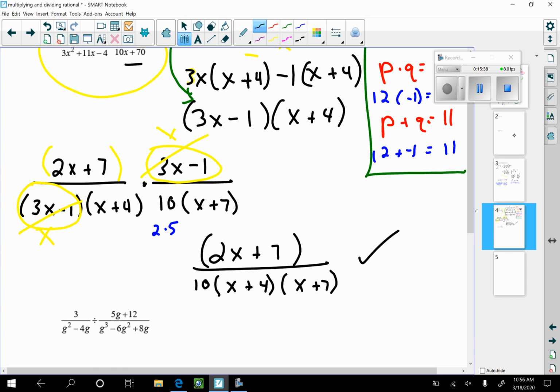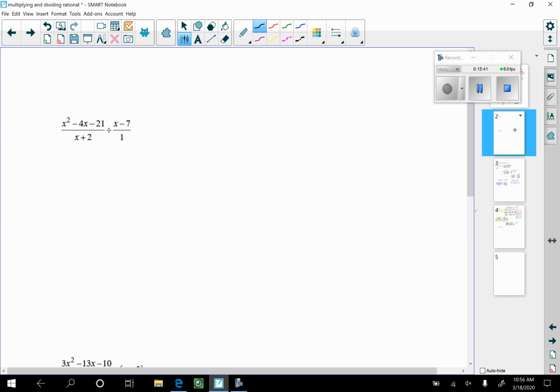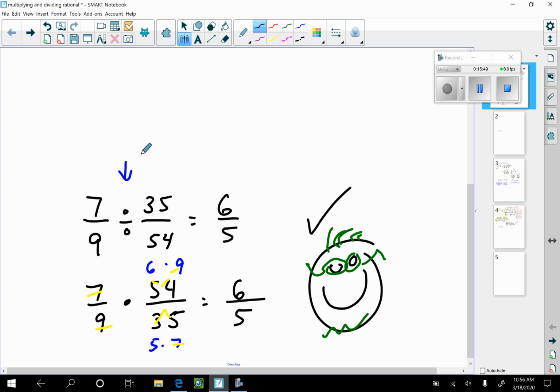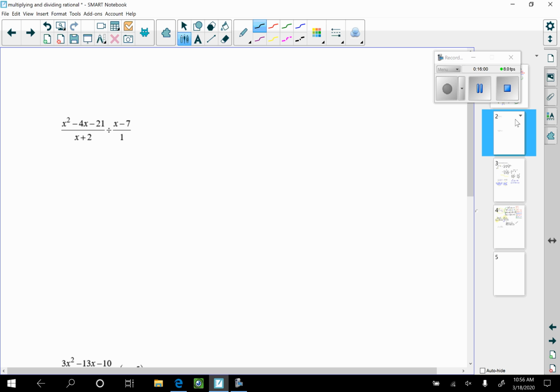So now let's do some division. And I think I had some divisions up here. Well, we knew from the very beginning slide that if you're going to divide, you multiply and then flip the fraction. You're going to multiply by the reciprocal. So this problem is going to become x squared minus 4x minus 21 over x plus 2. The division becomes times 1 over x minus 7.